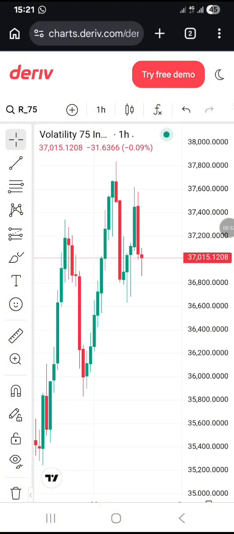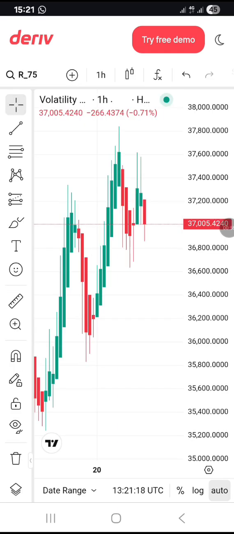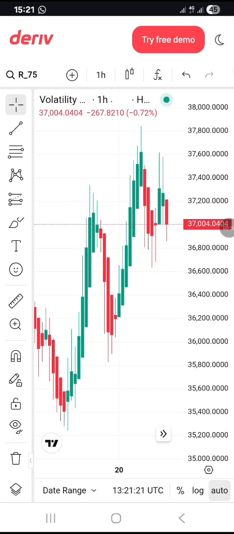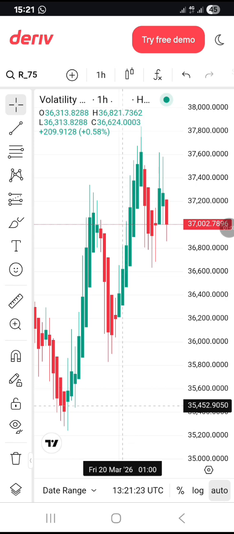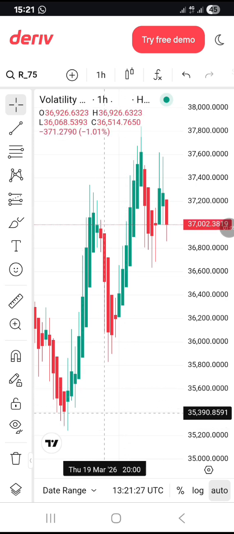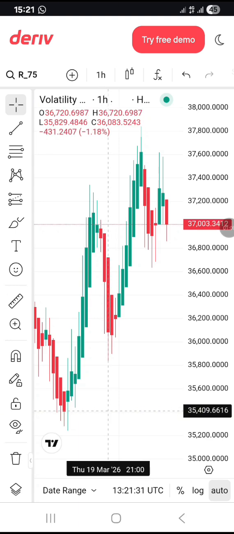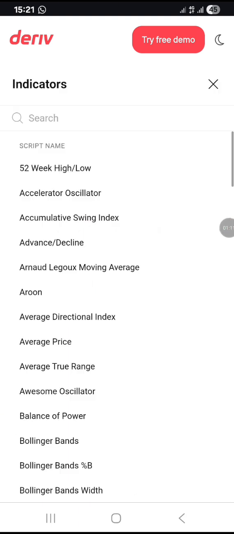From here, come to your candles and select Heiken Ashi. So how does the Heiken Ashi work? Whenever you see the green candle bars, we are now in an uptrend. Whenever you see the red candle bars, we are now in a downtrend. So let us add the indicator which will serve as a confirmation.